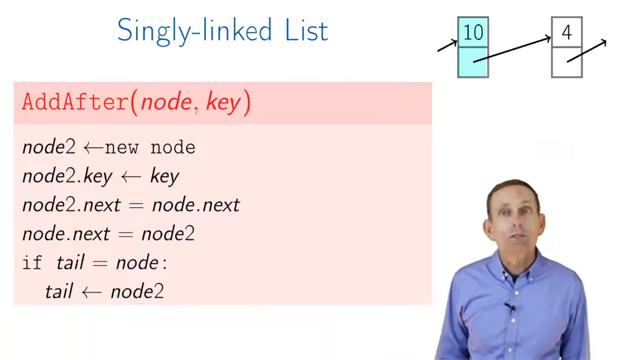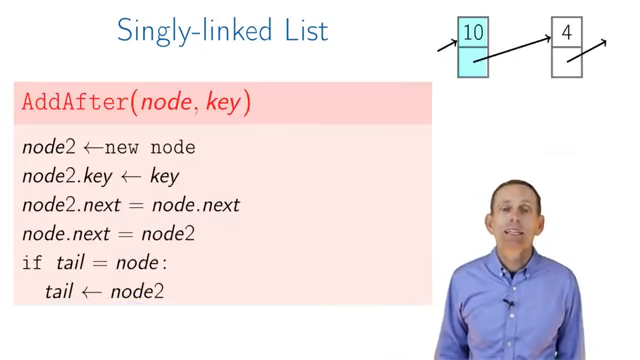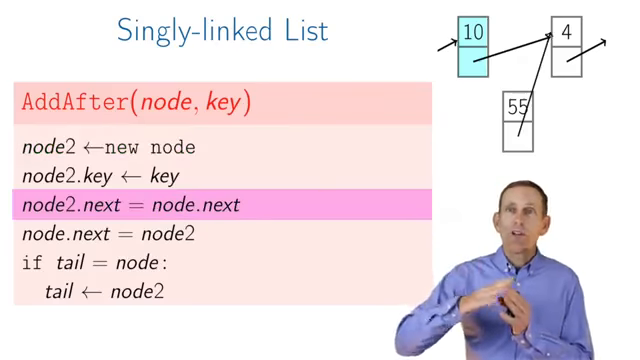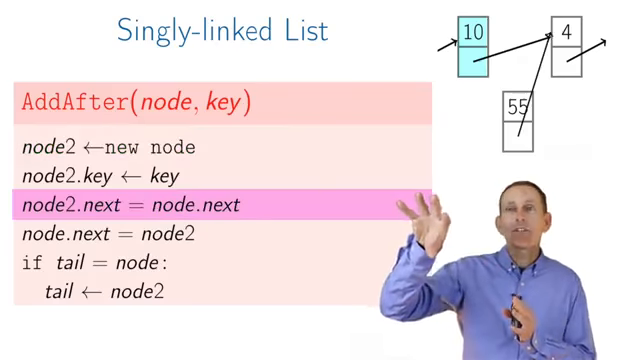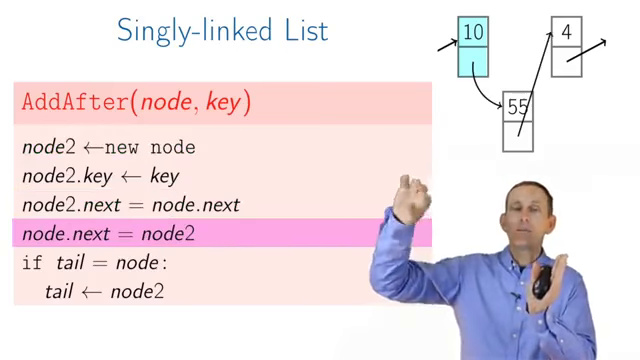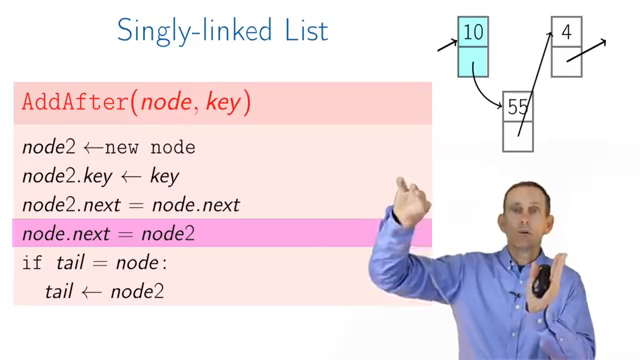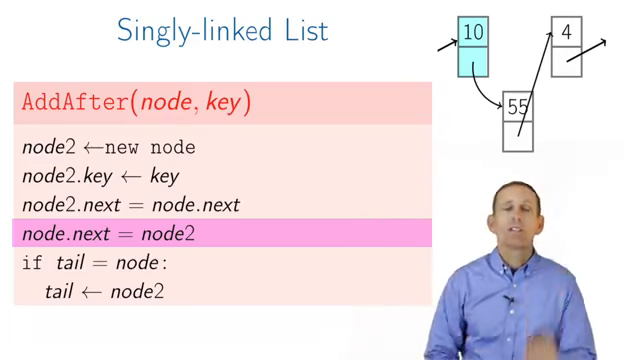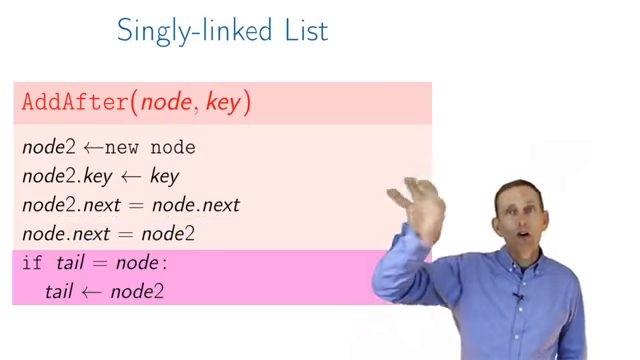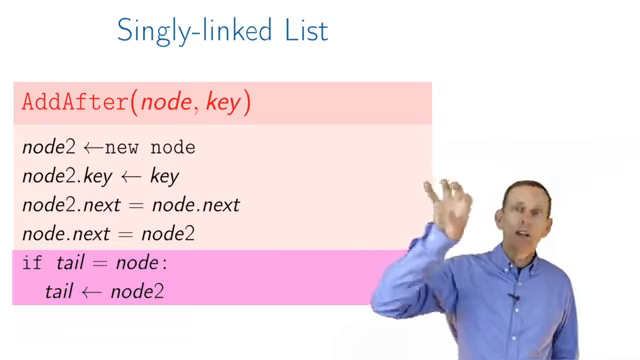Adding after a node, fairly simple in a singly linked list. Allocate a new node, set its next pointer to whatever node we're adding after, to its next. So we sort of splice in, and then we need to update the node pointer, the one we're adding after, so that it points now to our new node. Okay?